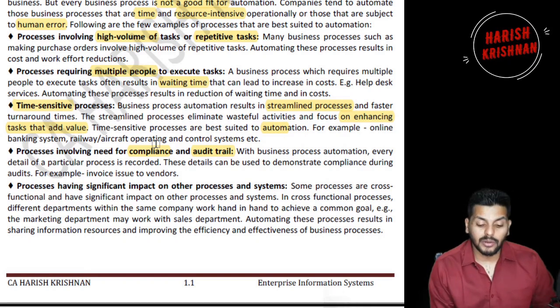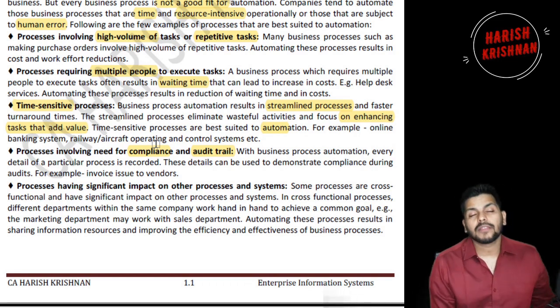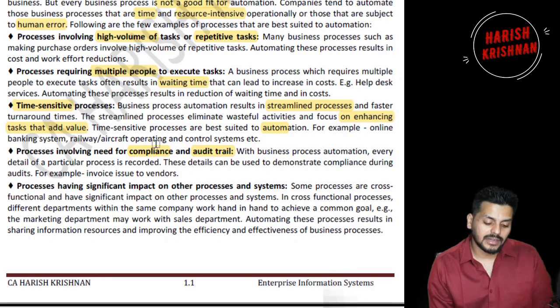Is everybody following that process? If something goes wrong in that process, then a wrong invoice will go. So in order to avoid all that, automate that also.